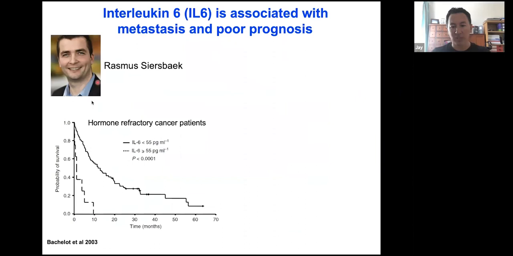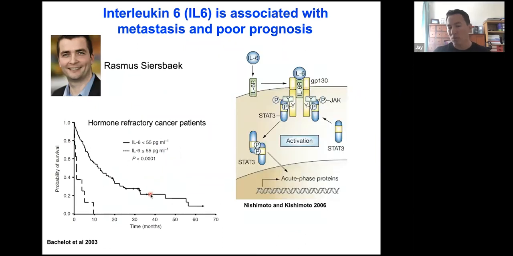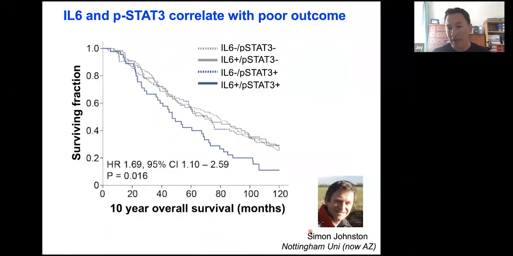So this is clearly ER-positive breast cancer. Now, people have looked for correlations between phospho-STAT3 and outcome in ER-positive breast cancer patients, and not really seen a lot. And I think it's complicated by the fact that STAT5 is also expressed, and that functions to oppose the activity of STAT3.